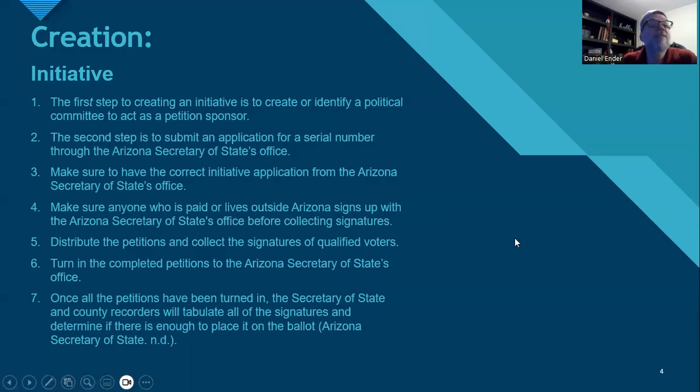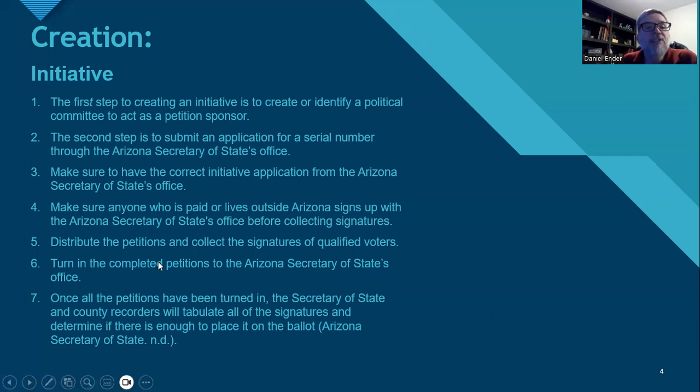The creation of an initiative. The first step to creating an initiative is to create or identify a political committee to act as a petition sponsor. The second step is to submit an application for the serial number through the Arizona Secretary of State's office. The third step, make sure to have the correct initiative application from the Arizona Secretary of State's office. The fourth step, make sure anyone who is paid or lives outside Arizona signs up with the Arizona Secretary of State's office before collecting the signatures.